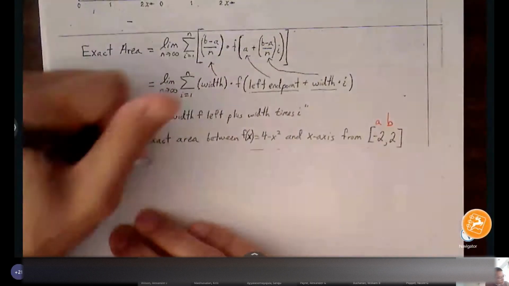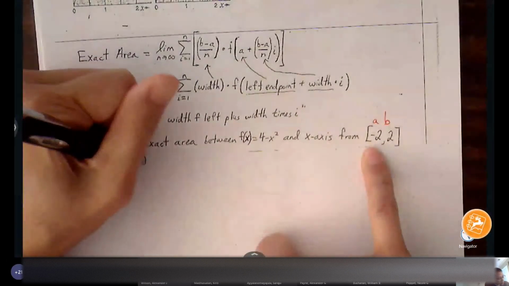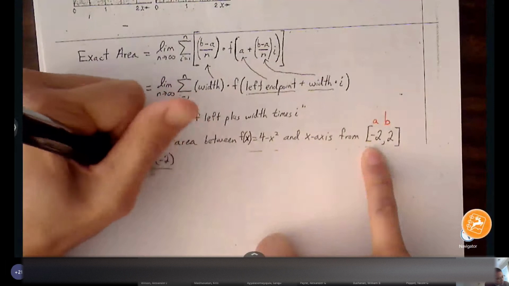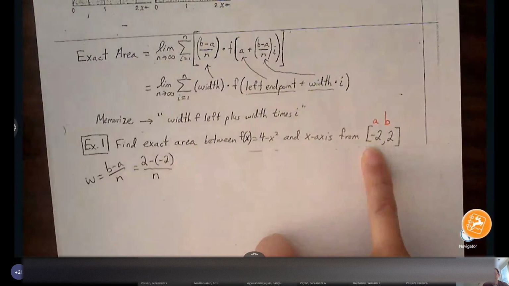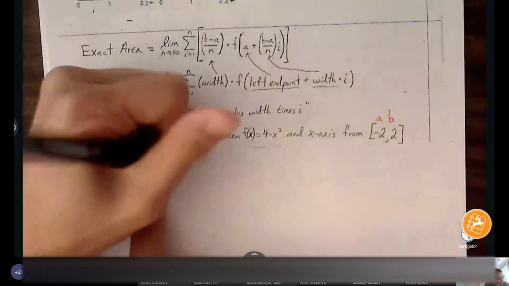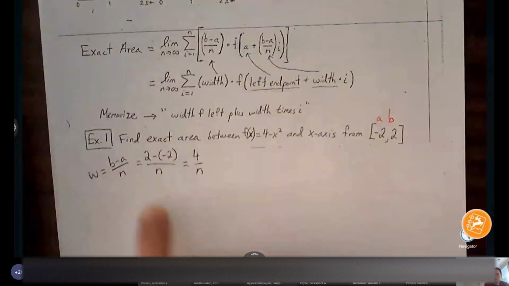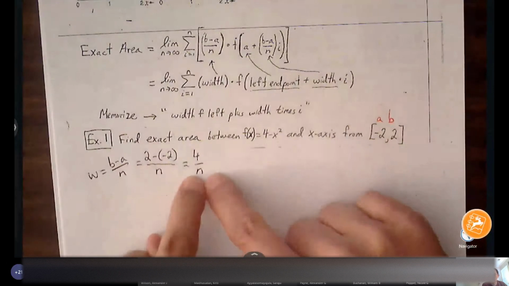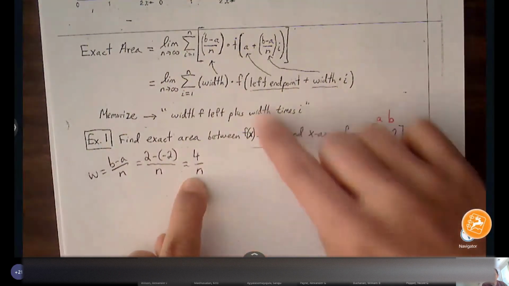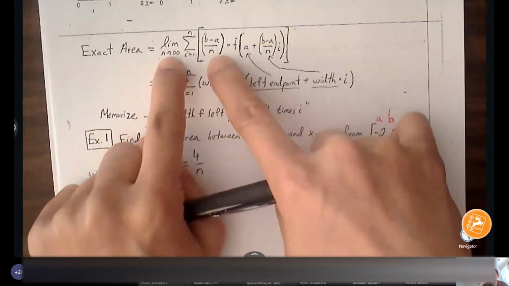So our width is going to be b minus a, so 2 minus -2 over n. Okay, we combine this together, we get 4 over n. And what we need to recognize is that we don't want to replace the n with the exact number of rectangles, right? Because we want to leave that as a variable because we're going to push that number out to infinity.